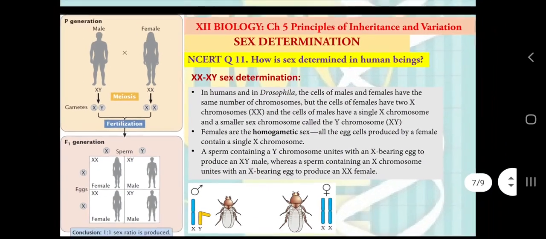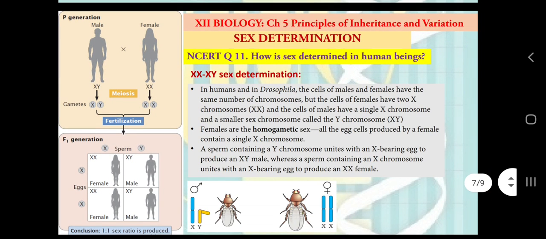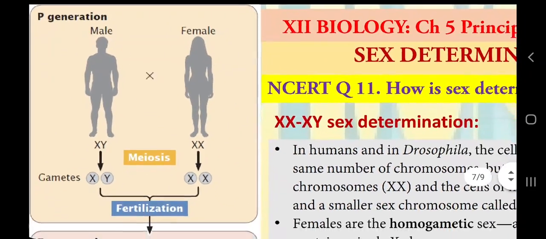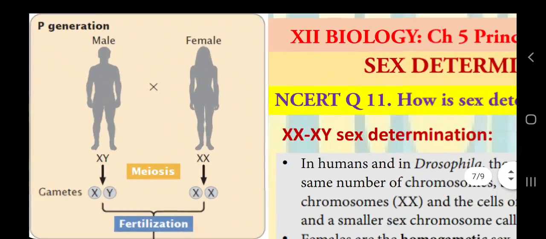Now, sex determination in humans, or XY type of sex determination. See, there is one question in the NCERT exercises from this chapter, which is question number 11. The question is, how is sex determined in human beings? So we can solve this question by understanding this mechanism. So it is very simple. In XY type of sex determination, an example is human beings.